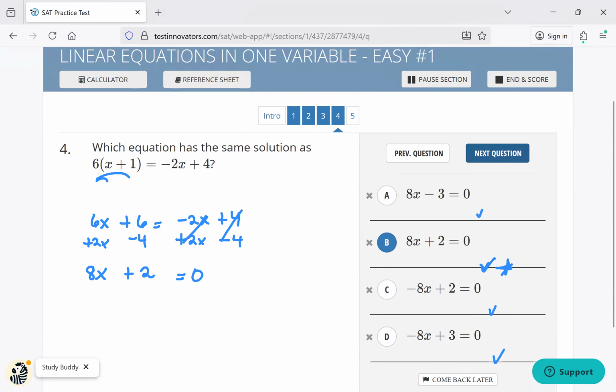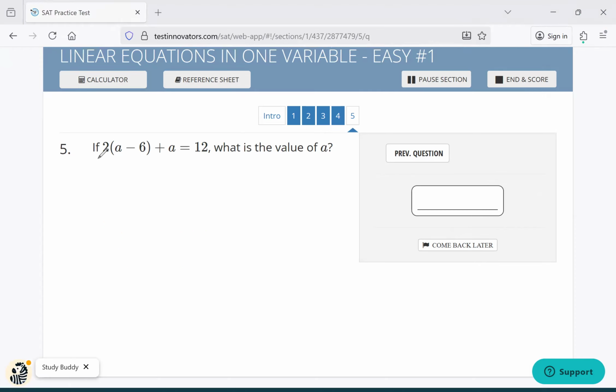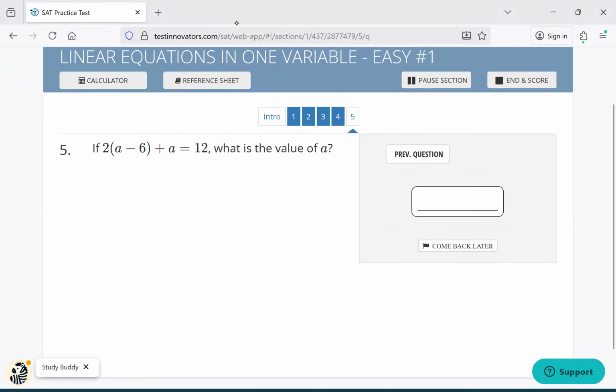Okay. What about question 5? If 2 parentheses a minus 6, plus a equals 12, what is the value of a? Just solve for a, right? Pretty straightforward. So what would I do?